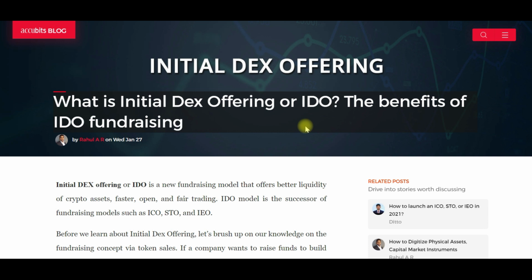So let's start with ICOs. In 2017, ICOs were very popular. ICO stands for initial coin offering. After 2017 we come down to 2018, when IEOs became very popular, and IEOs are known as initial exchange offering. Then now we have IDOs, initial DEX offering. DEX stands for decentralized exchange.